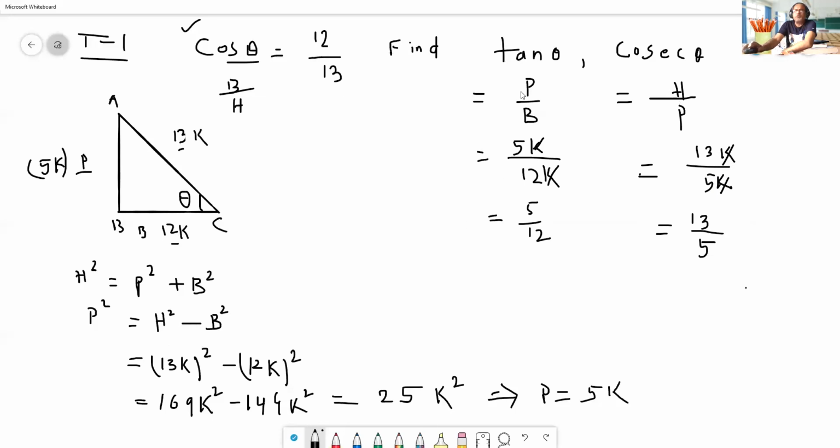So if you want to know cot theta, this is going to be the reciprocal of tan theta. If you want to know sine theta, this is the reciprocal of cosec theta. So you have to understand the direct t ratios, sine theta, cos theta, and tan theta, and then you have to understand the reciprocals like cosec theta, sec theta, and cot theta. So if you know one of these t ratios, you can calculate all the other t ratios very easily.